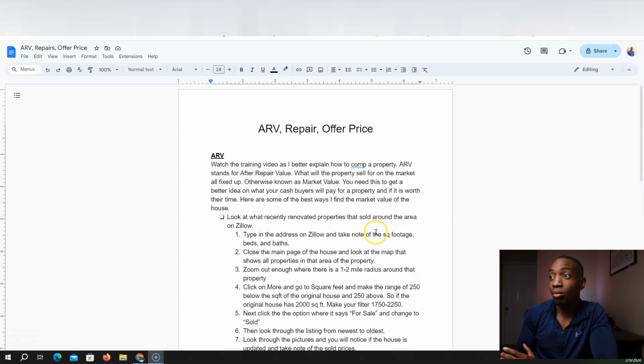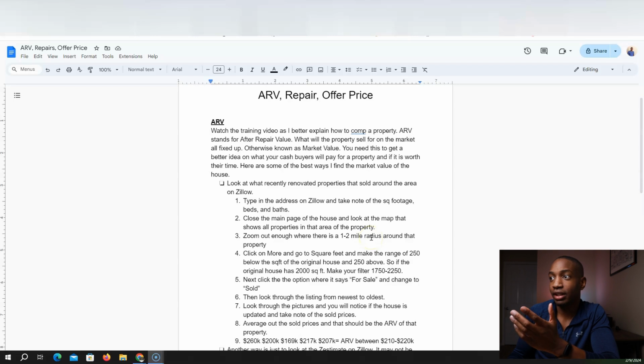All right, calculating ARV. Right here, I wrote down a bunch of things to discuss on how to calculate ARV, because when you're submitting offers to your seller, you need to understand ARV, repair costs, and then your offer price, because that's what you're presenting to your seller. So this is after you found out your seller is actually interested in selling. You understand the criteria of what the seller has currently, like the condition of the property, and now you need to make an offer, right?